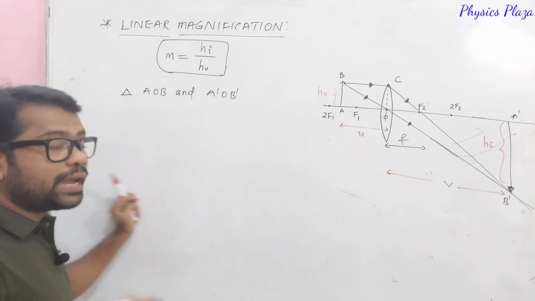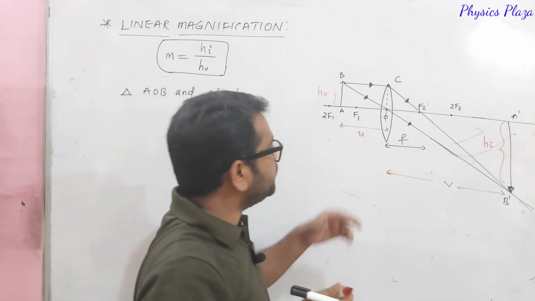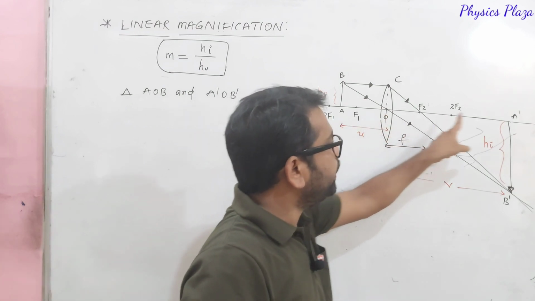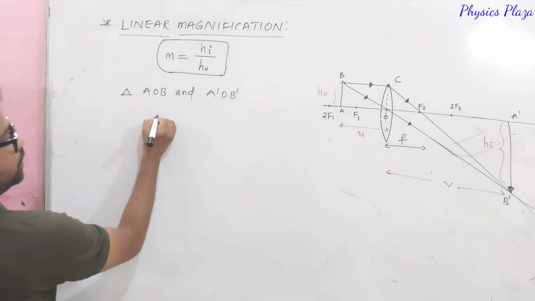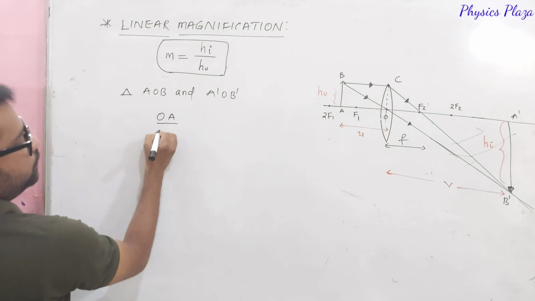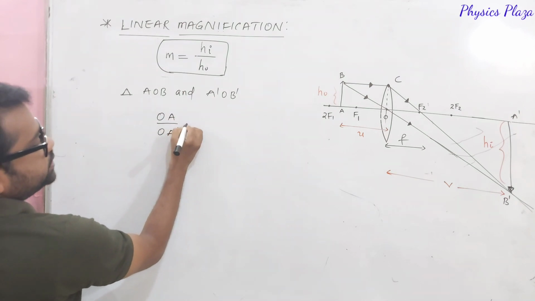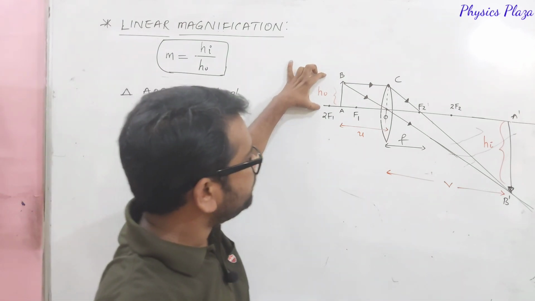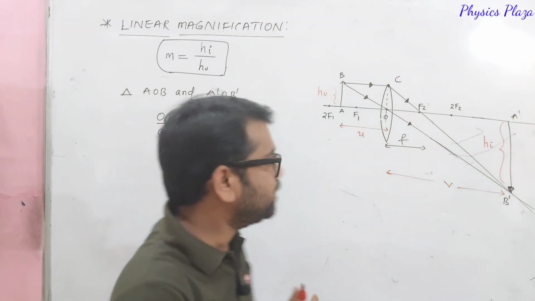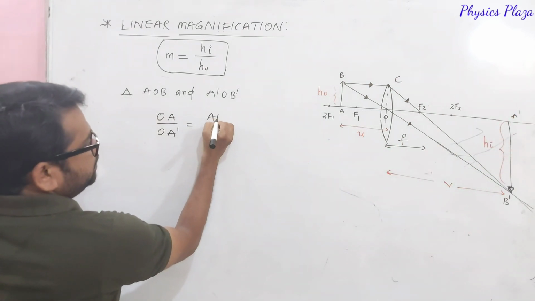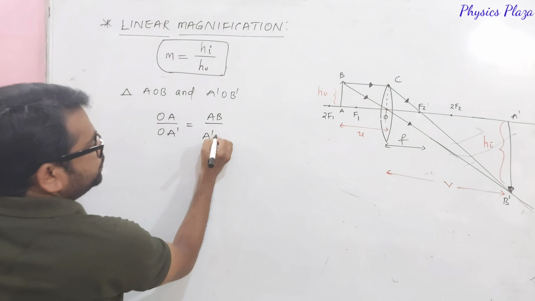As these two are identical triangles, what is going to be here? OA by OA dash. Look at here. How can we write here? OA by OA dash is equal to AB by A dash B dash, we will write. That is AB by A dash B dash.